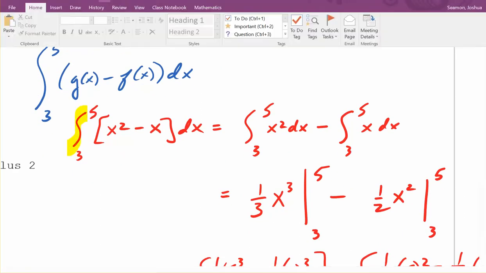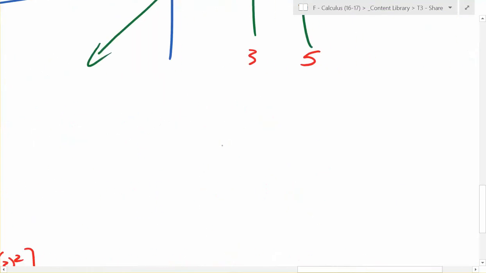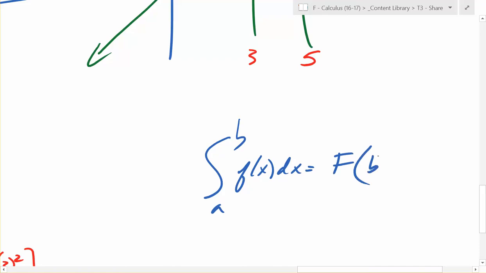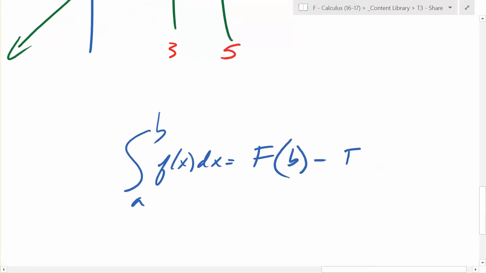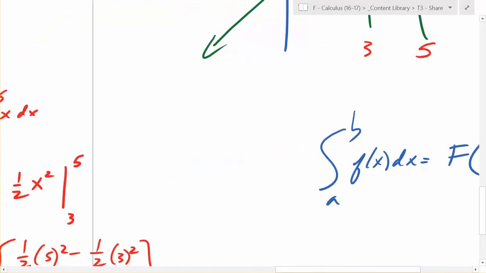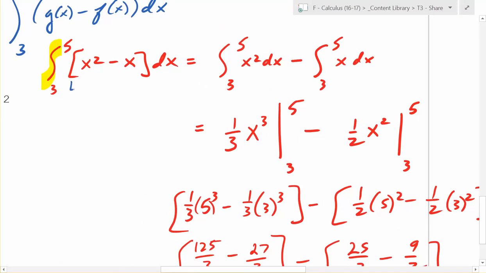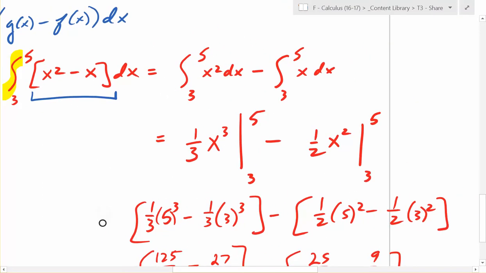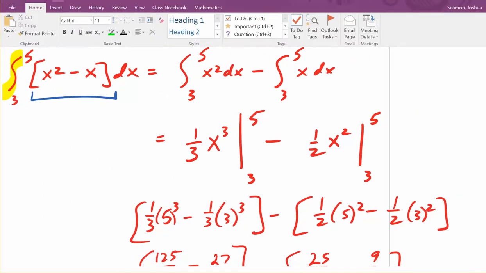So how do you remember what we've done before? The integral from a to b of f of x dx is equal to what? The integral evaluated at b minus the integral evaluated at a. So what did we have to do? This was the function, right? So we did it in 2 pieces.